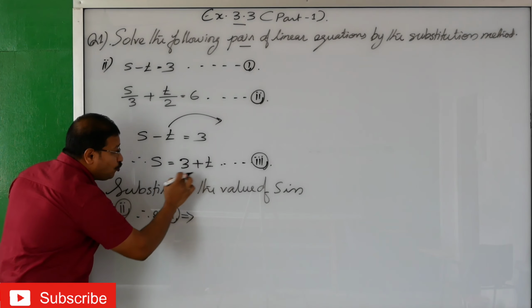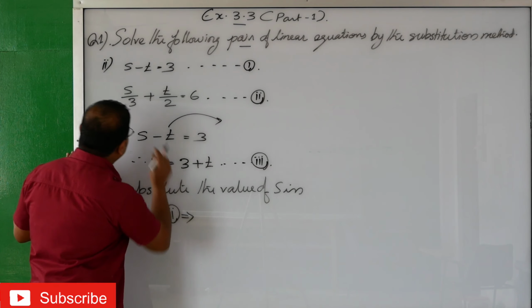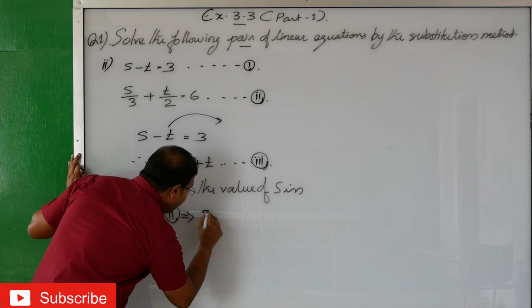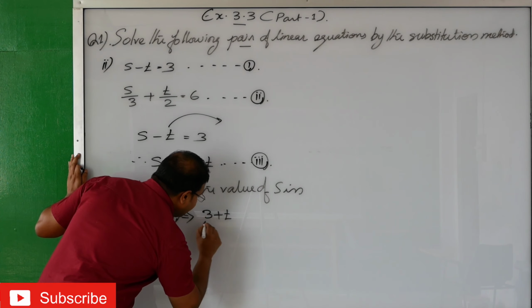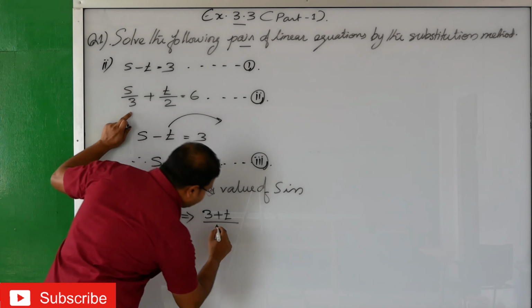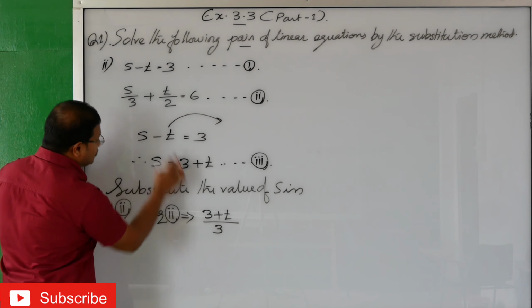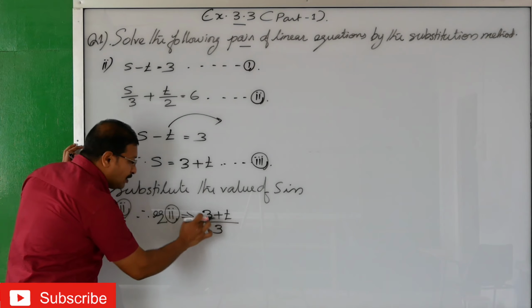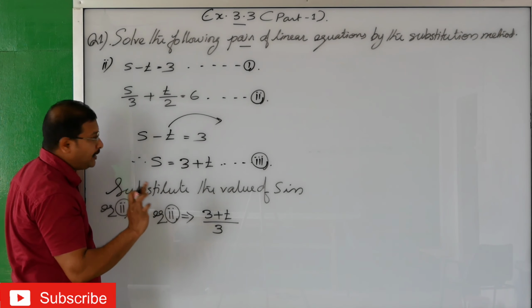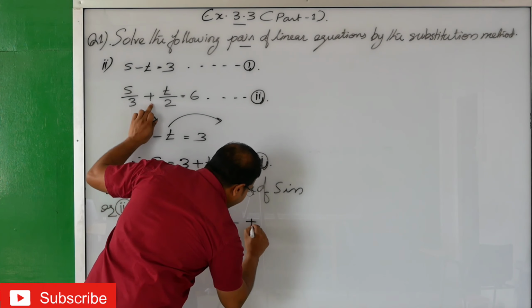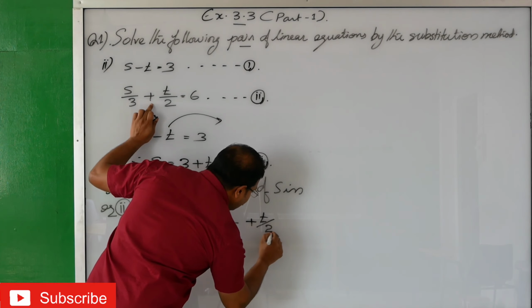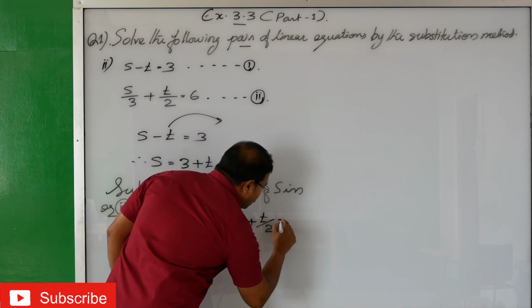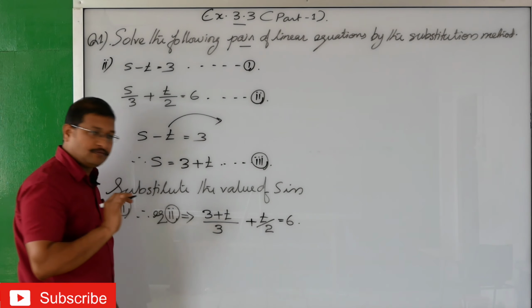S means we will write 3 plus t. That means in place of s, what will you write? 3 plus t divided by 3. This is s by 3. In place of s, we will write 3 plus t. Now, plus t by 2 equals 6.